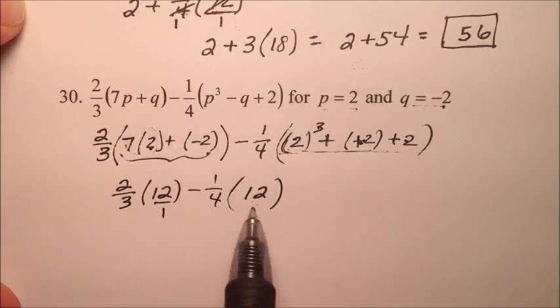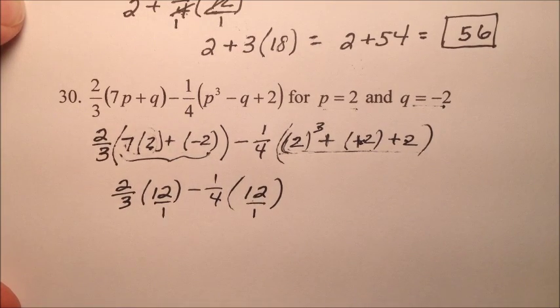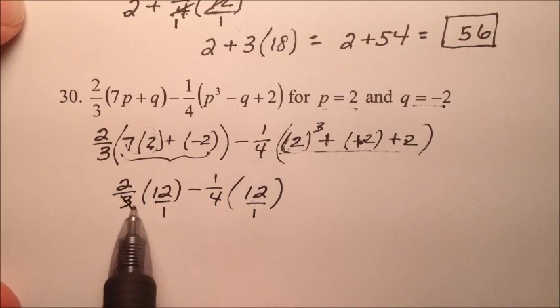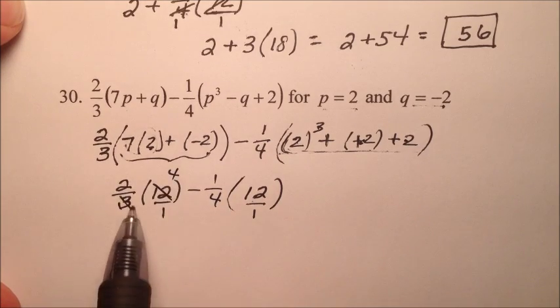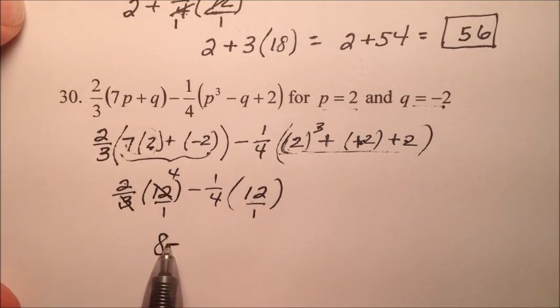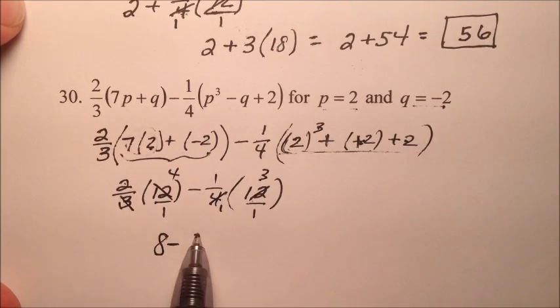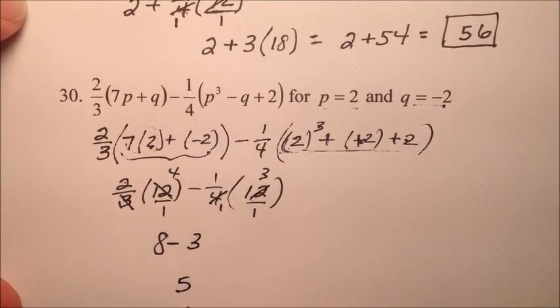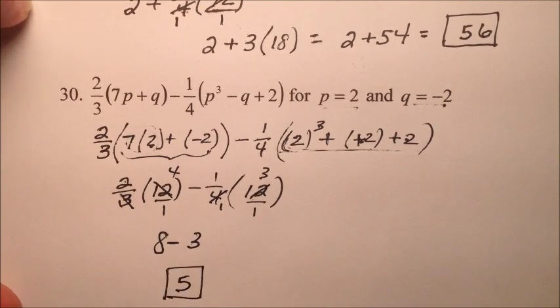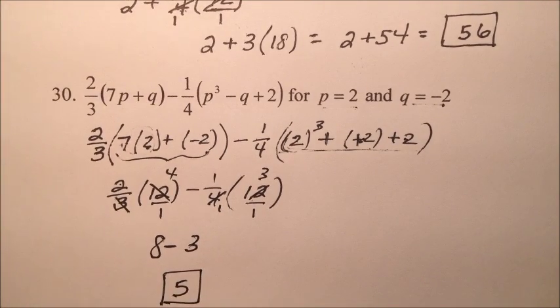So since we're multiplying by fractions, let's put both of our 12s over 1. And a 3 and a 12 can cancel and make 1 and 4. 2 times 4 is 8. And a 4 and a 12 can cancel, 1 and a 3. So 8 minus 3. And our answer for this guy is going to be 5. So that completes those 10 problems.